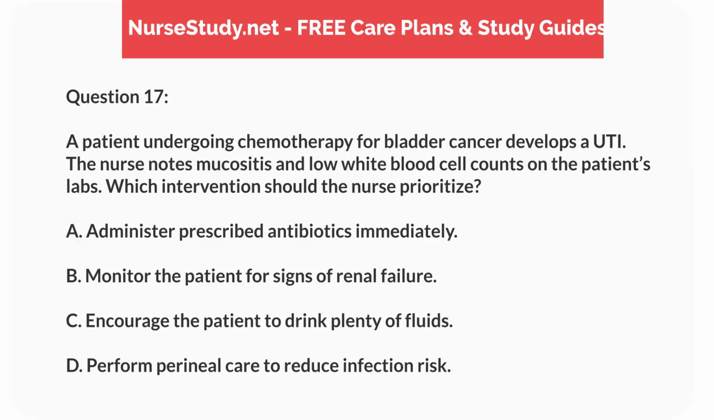The nurse notes mucositis and low white blood cell counts on the patient's labs. Which intervention should the nurse prioritize? A. Administer prescribed antibiotics immediately. B. Monitor the patient for signs of renal failure. C. Encourage the patient to drink plenty of fluids. D. Perform perineal care to reduce infection risk.